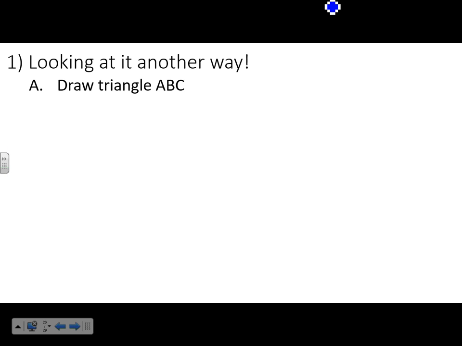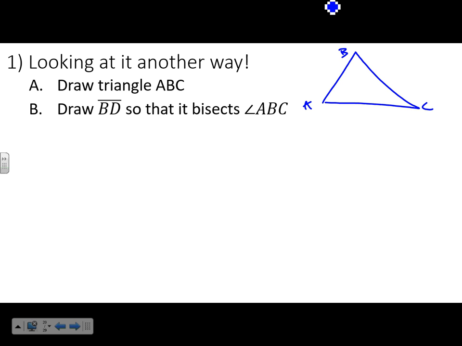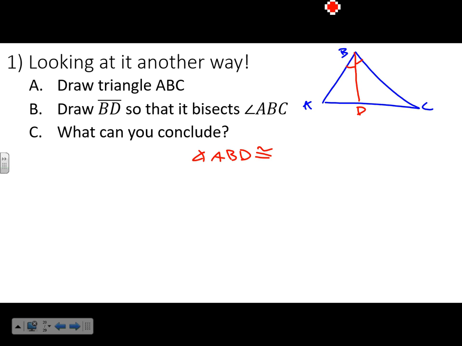This is kind of a review from the last several things we've done. So draw a triangle ABC. Whenever you draw a triangle, try not to make it really small, especially in this one. Draw BD so that it bisects angle ABC. If you draw it too small, it's really hard to see this. That's BD, and it bisects, which means these two angles are congruent. So what can we conclude? I can conclude that angle ABD is congruent to angle CBD. And the reason is the definition of bisector, or just bisect is fine.